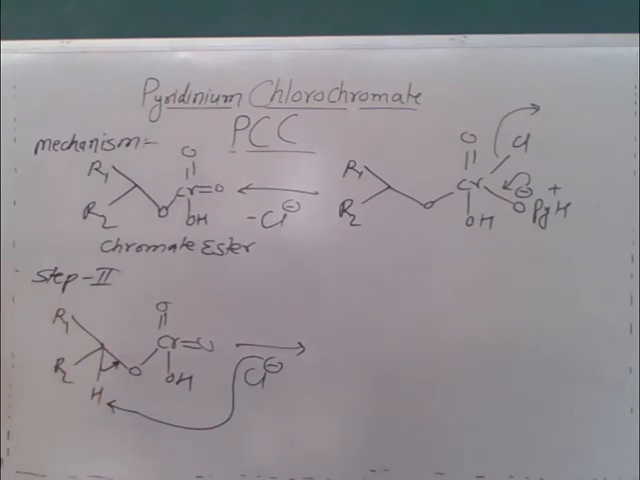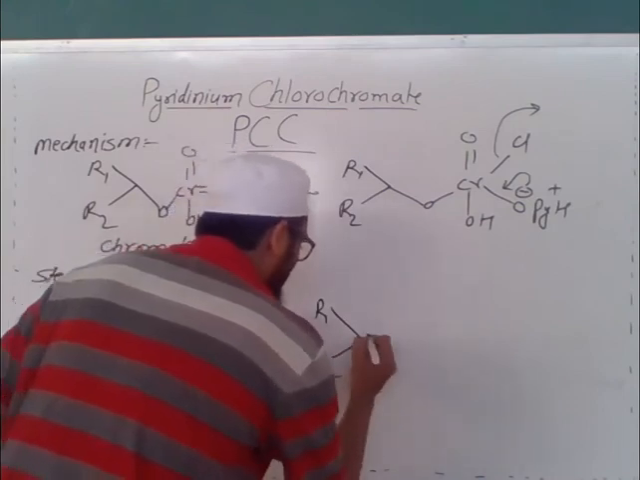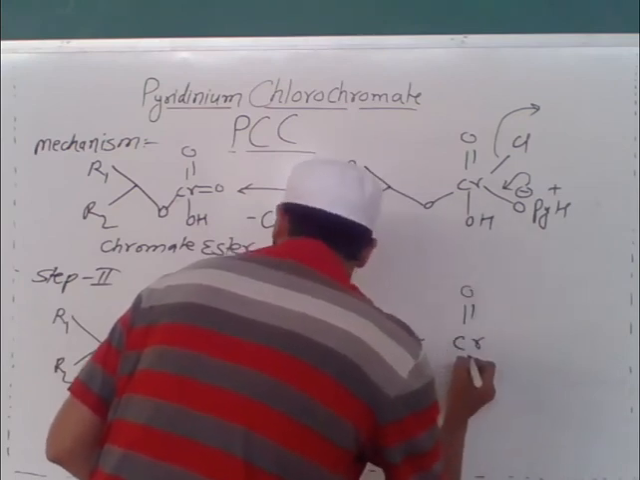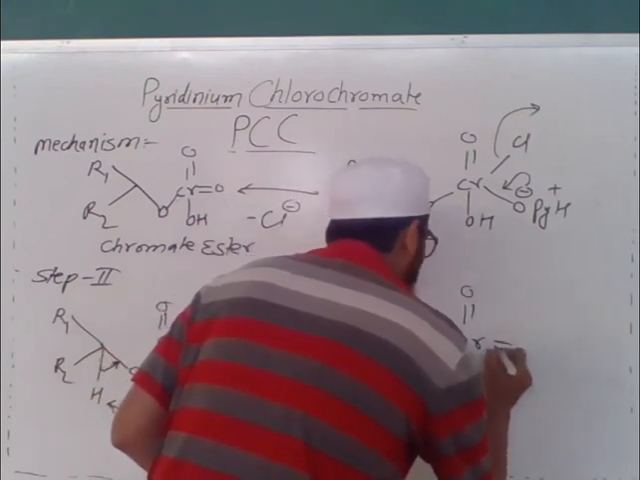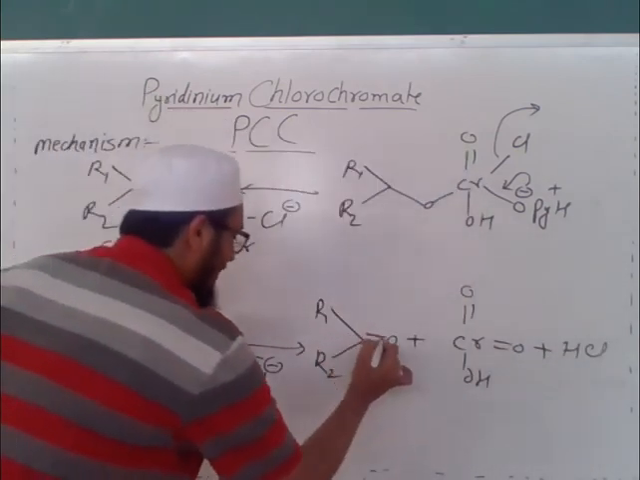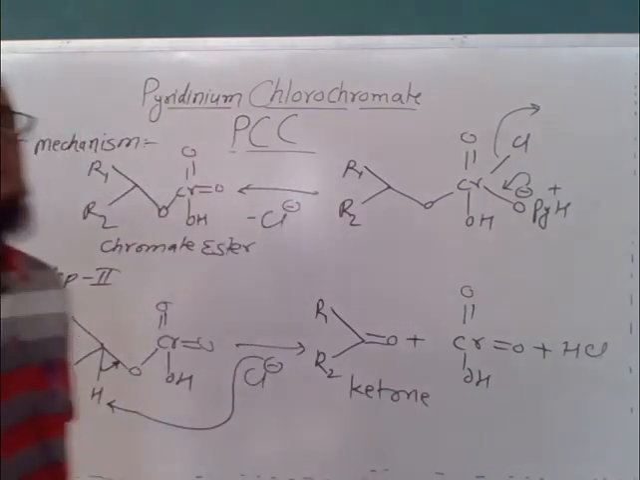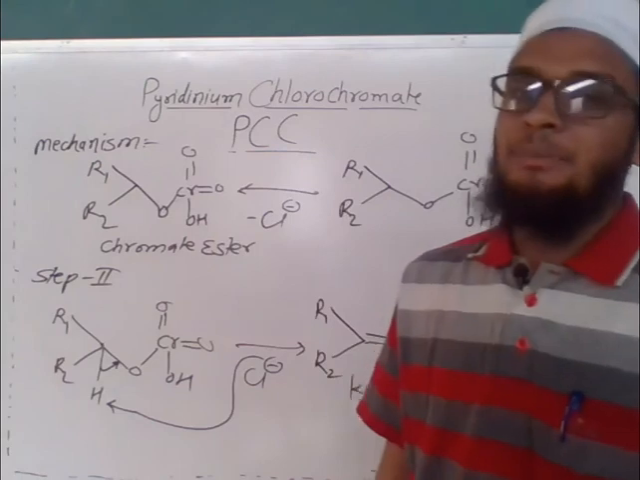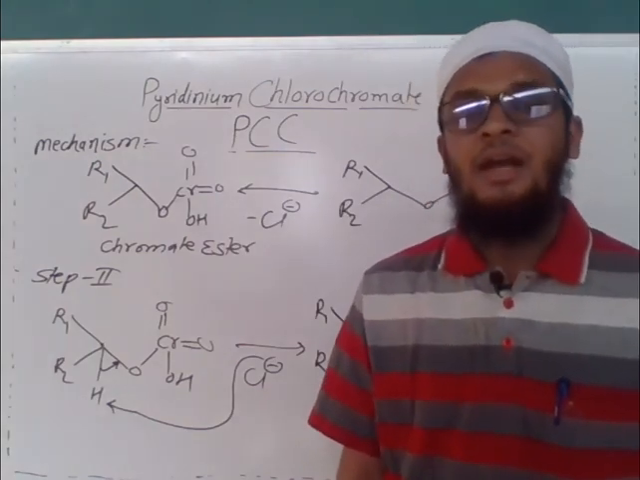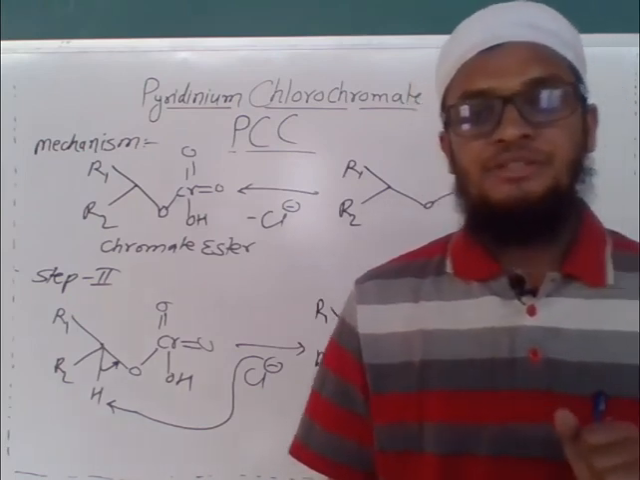oxygen double bond, and we'll get R1 R2 double bond O plus chromium double bond O, single bond OH, double bond O plus HCl. What is this? This is our ketone. So we have seen how to convert primary alcohol to aldehyde using PCC, and also we have seen how to convert secondary alcohol to ketones using PCC.